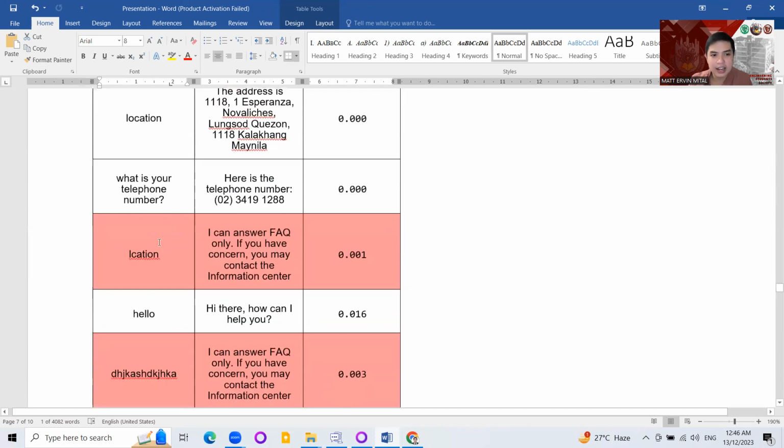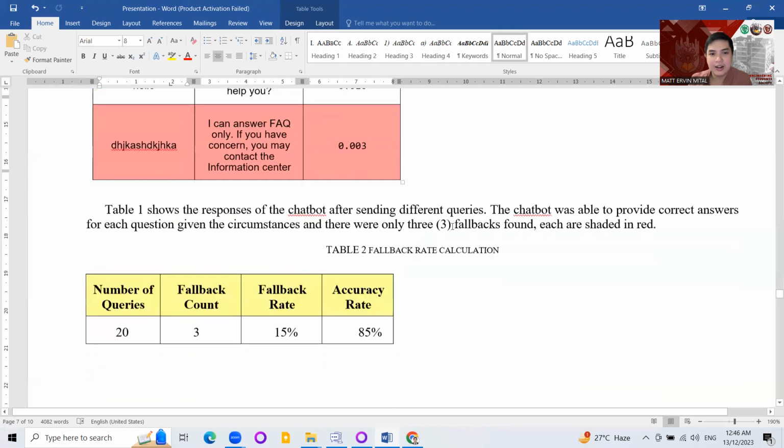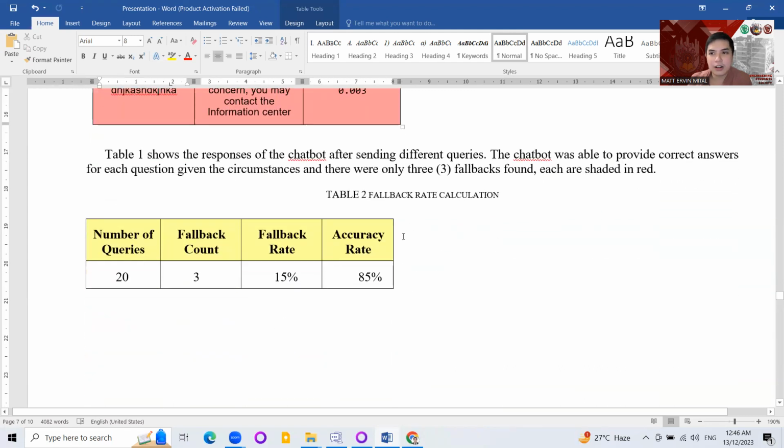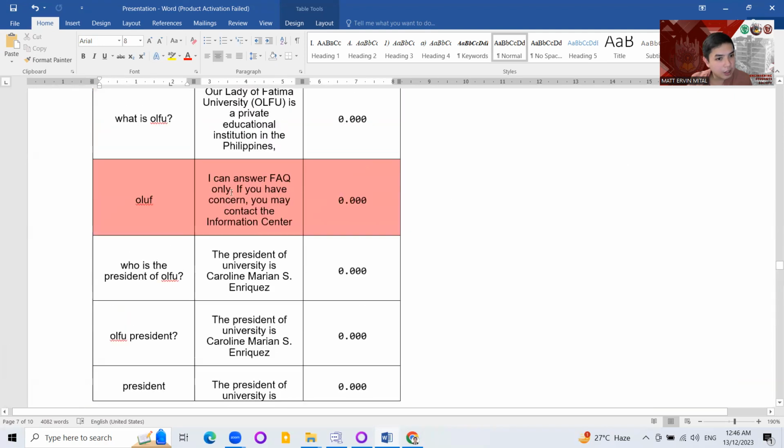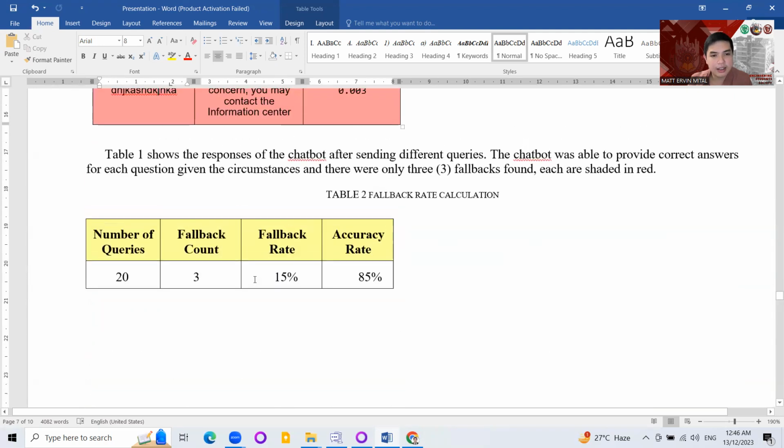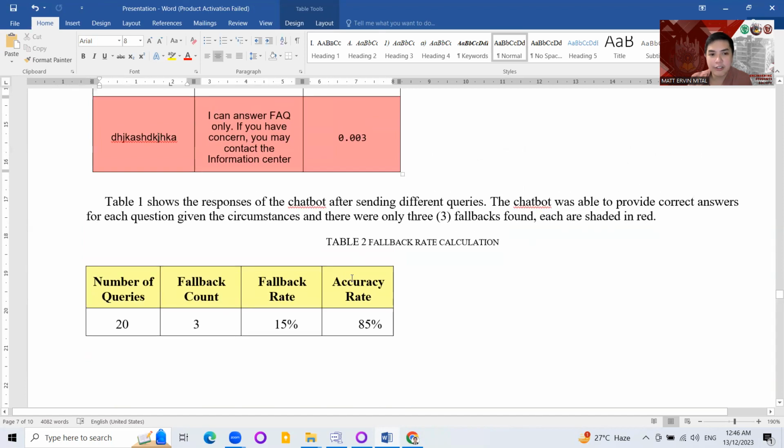Here's the address. Another invalid question because of the spelling, etc. Okay, so here are our results. So the number of queries, there are 20 queries here, no? And the fallback rate would be 3. So using the formula, the fallback rate would be 15% and the accuracy rate would be 85%.